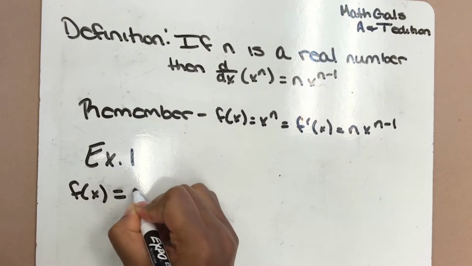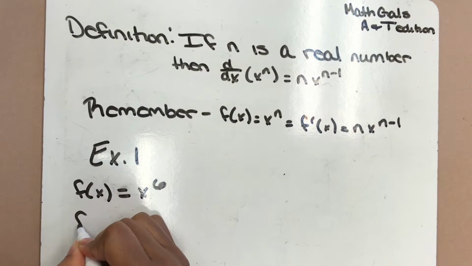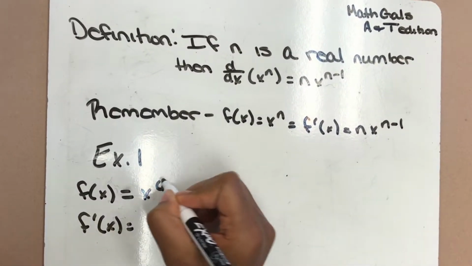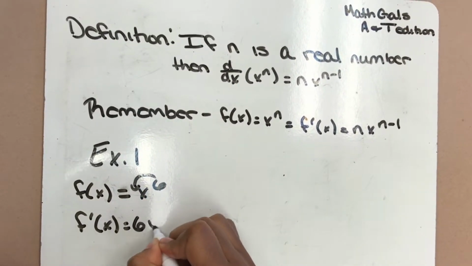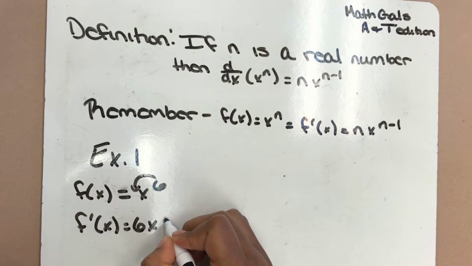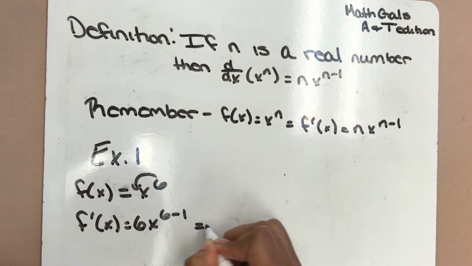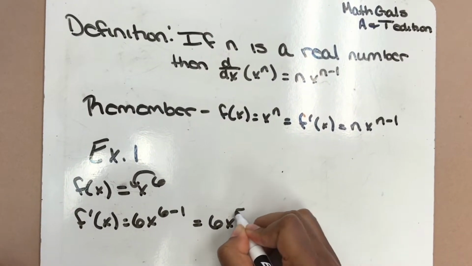So, example 1. F of x equals x to the 6. You're going to multiply by the current exponent, which will be n, and in this case 6. So you get 6x to the 6 minus 1, which simplifies to 6x to the 5th.